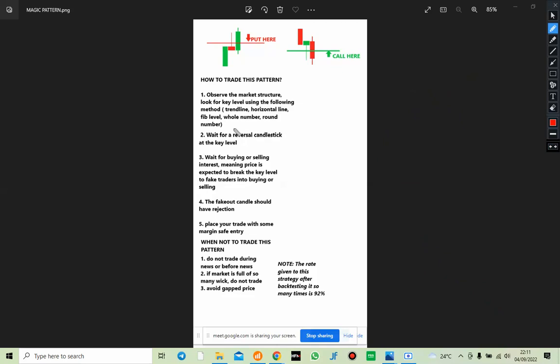Then wait for a reversal candlestick at the key level. This is what I mean by reversal candlestick: the market reaches the key level and shows a sign of reversal. Then wait for buying or selling interest. This is a buying interest candle, meaning the price is expected to break the key level to fake traders into buying or selling. This is also a selling interest candle.